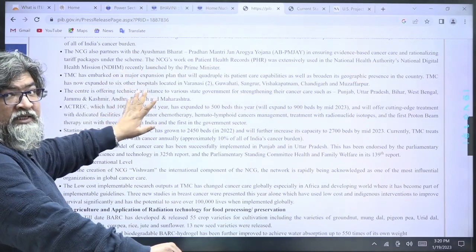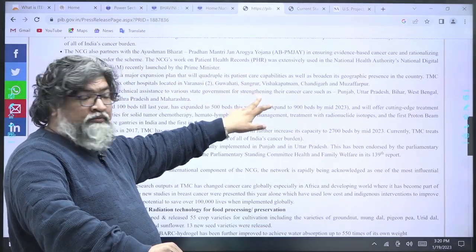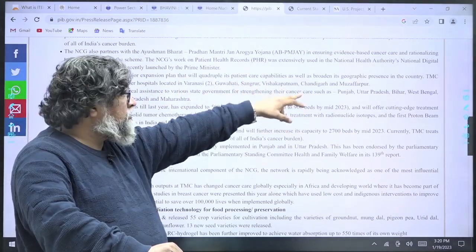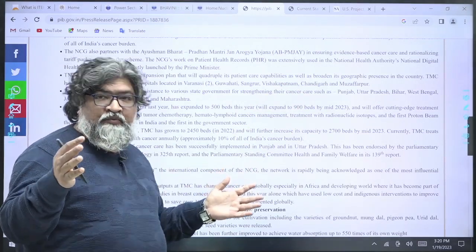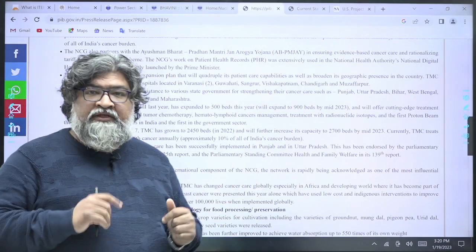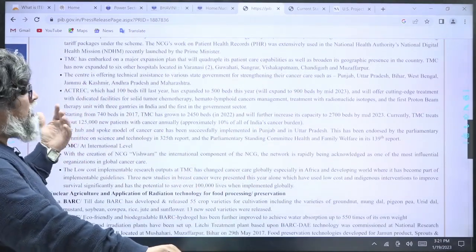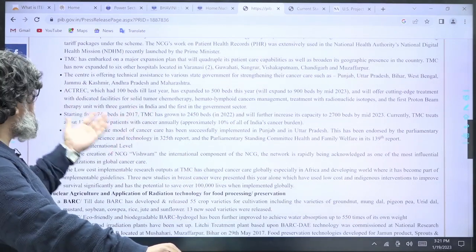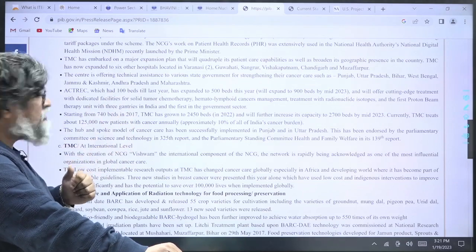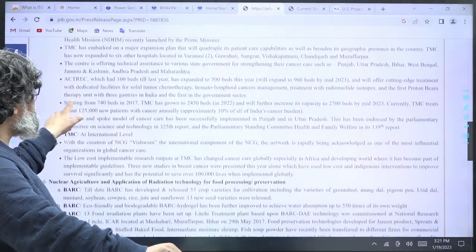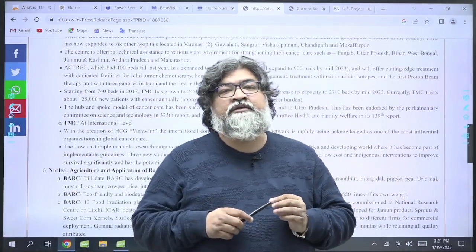Now where have cancer hospitals been opened? In Varanasi, Guwahati, Sangrur, Visakhapatnam, Chandigarh, Muzaffarpur. This expansion was done with the support of the Tata Group as part of the grid. Right? This is what you find here. Then another thing: Punjab, Uttar Pradesh, Bihar, West Bengal, Jammu and Kashmir, Andhra Pradesh, Maharashtra, all this expansion has been grounded.